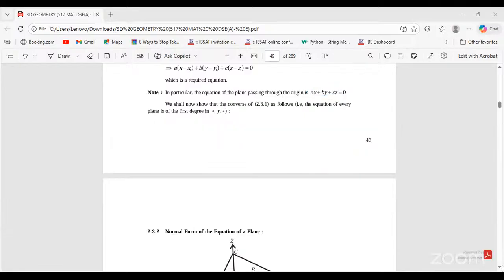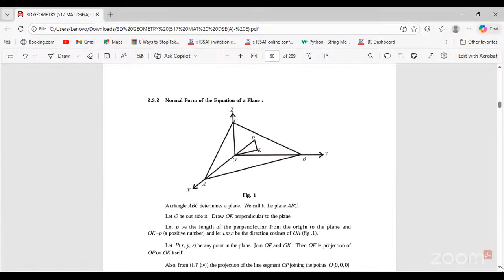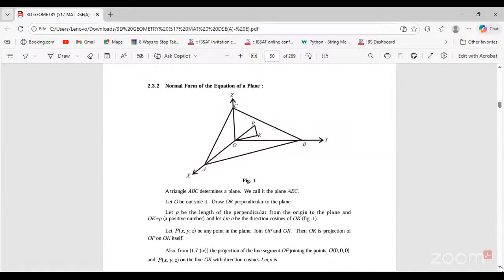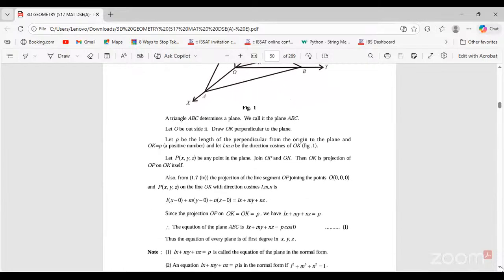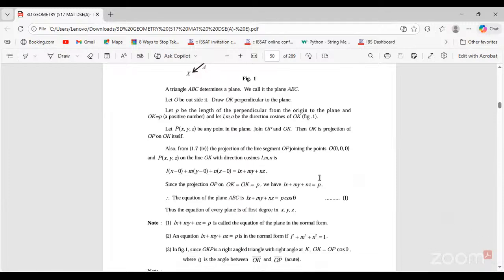Now, the general form of a plane equation is completed. Then what is the normal form? Normal form of an equation of a plane, same procedure, same manner. What is the general form? Normal form of an equation: Lx plus my plus nz equals to p. This is the normal form of an equation of a plane.